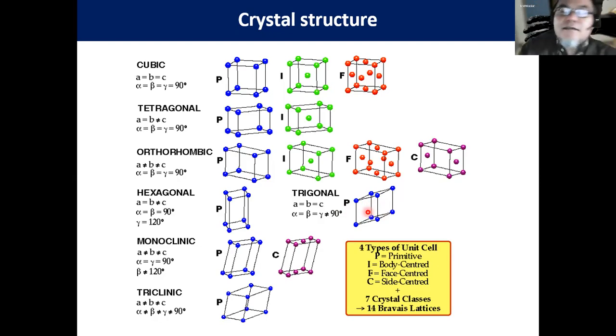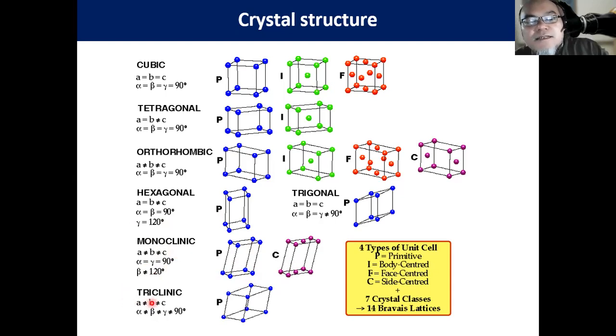We have the monoclinic crystal lattice, where A is not equal to B, is not equal to C, but two angles, alpha and gamma, are 90 degrees. Here, one angle is 90 degrees, another is also 90 degrees, but the other one, beta, is not 90 degrees. So this is the monoclinic structure.